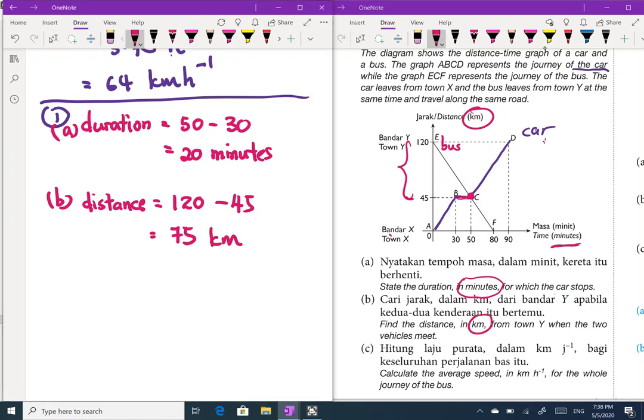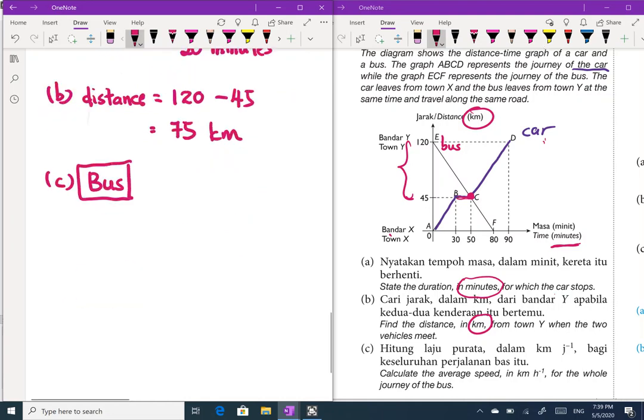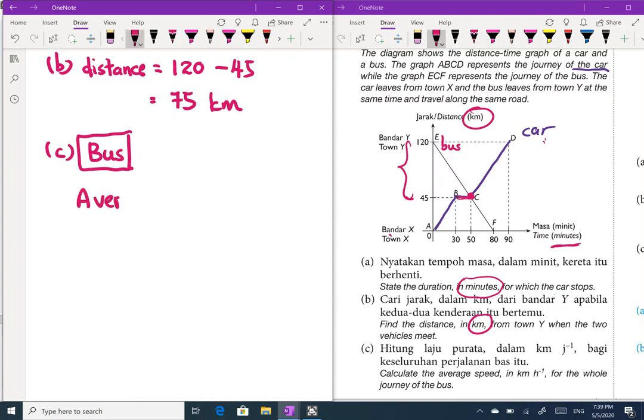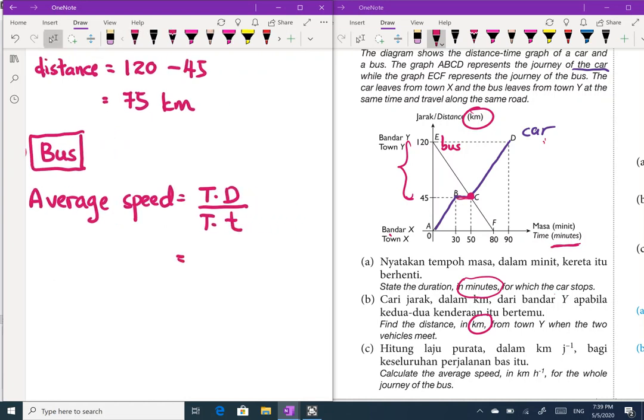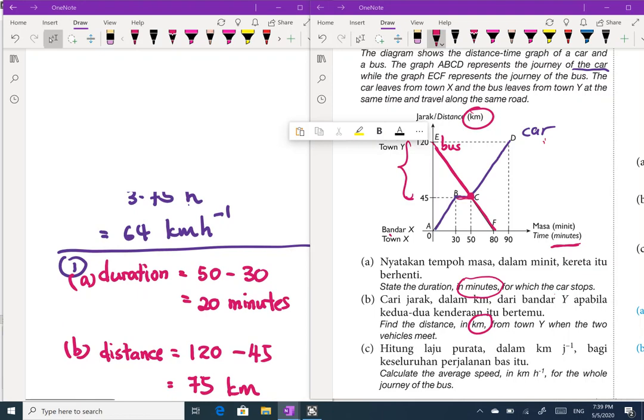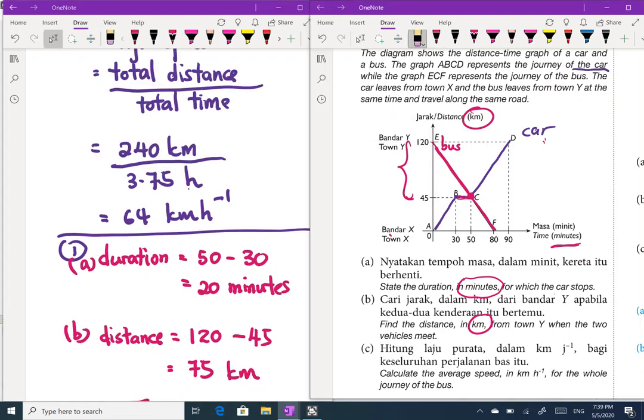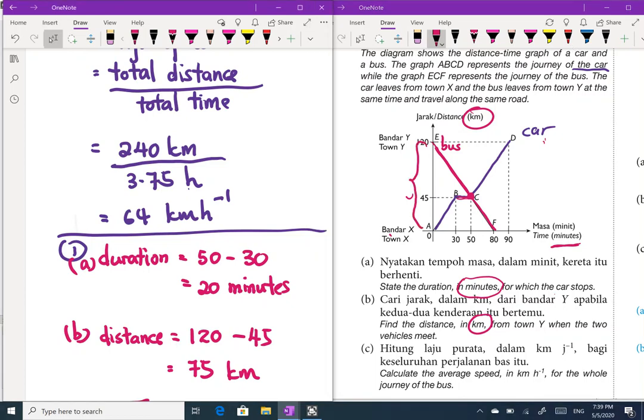Okay, calculate the average speed for the whole journey of the bus. Remember, I want the bus, I don't want the car. Whole journey, average speed. Average speed is equal to total distance divided by the total time. So total distance, 总距离, 巴士跑的. The bus is this one. So the total distance for the bus is 120.